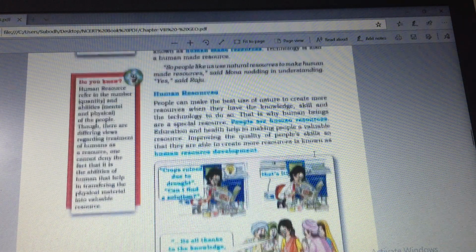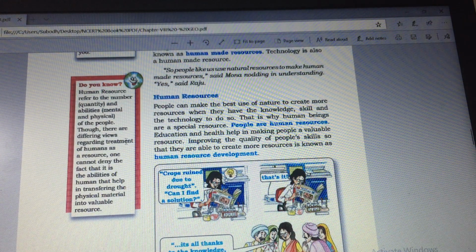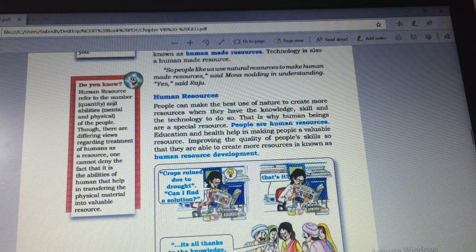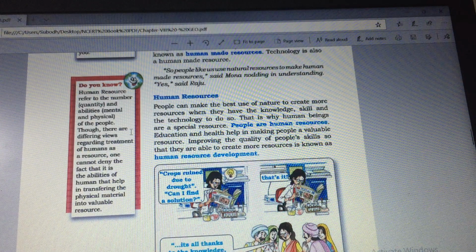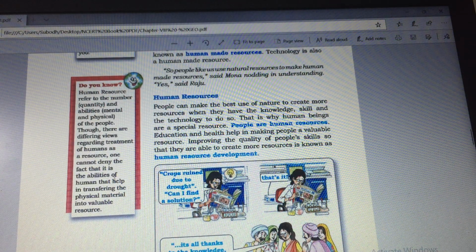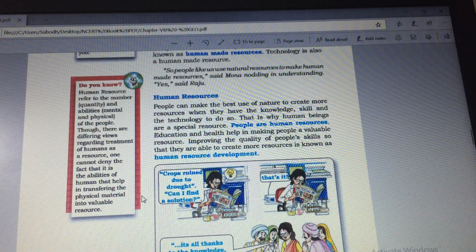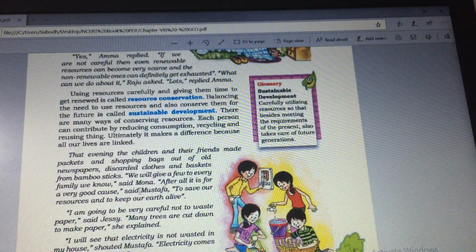And here, human resource, we have discussed already, but we'll just do a quick recap. Human resource refers to the number, quantity and abilities of the people. Though there are differing views regarding treatment of humans as a resource, one cannot deny the fact that it is the abilities of humans that help in transforming physical material into a valuable resource. Yes, there are physical materials, but they are made valuable resources with the help of humans only.